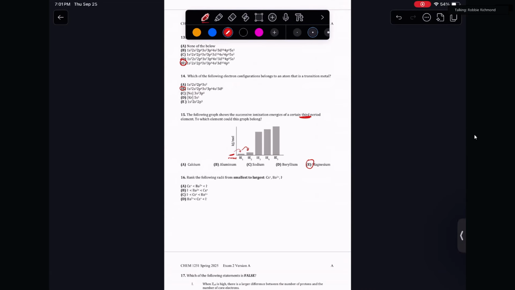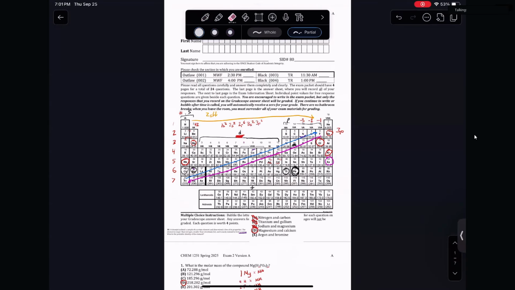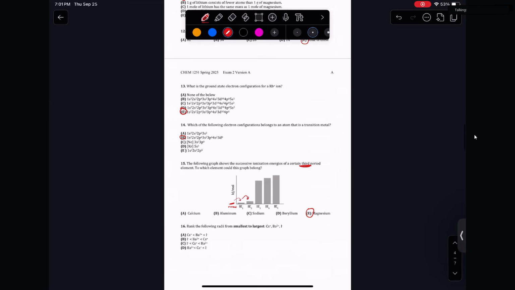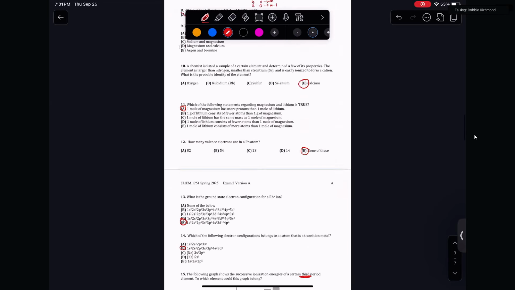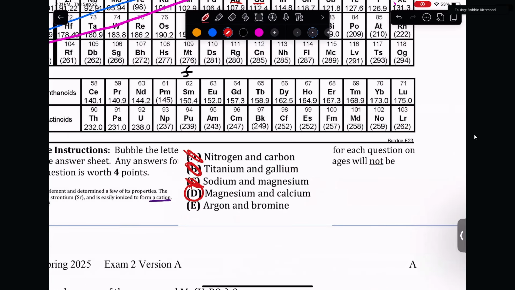Cool. Rank the following radii from smallest to largest. We have Ba2+, cesium, and iodine. All right. Let's clear some information on this periodic table because it's starting to get messy again. Okay. Cs+, Ba2+, I-. I'm just going to write that down.